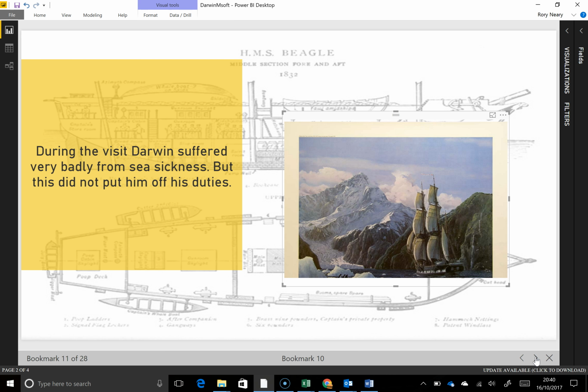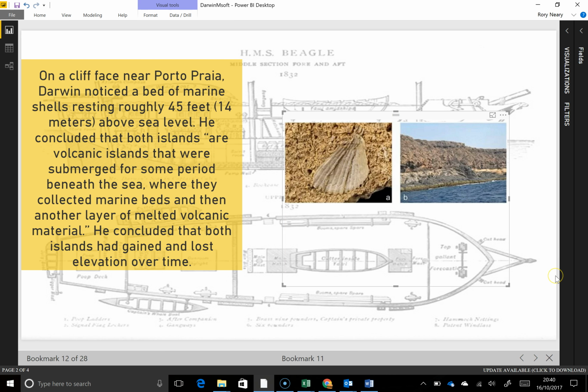He was very, very sick on board the ship. But as everyone knows, it didn't put him off. One of his discoveries at the time, I think quite early on in the voyage, was this strip of land here, which is actually Cape Verde. It was a line of shells, which was evidence that this would have been the seabed at one point. It showed that the seabed could rise and fall over time, which helped him consider ideas about geological change.